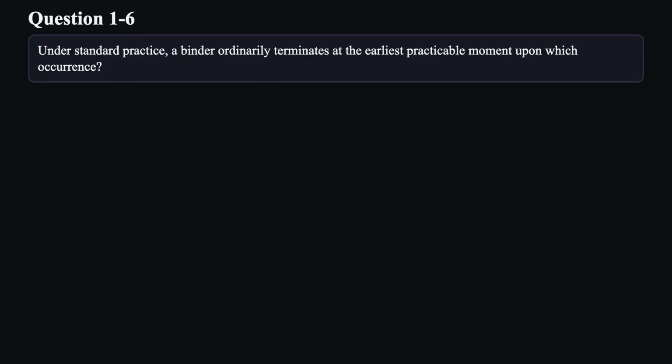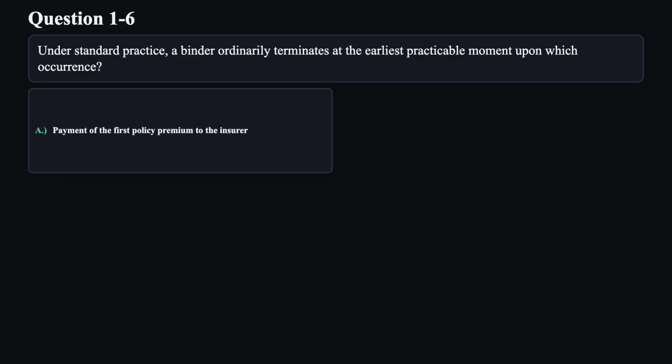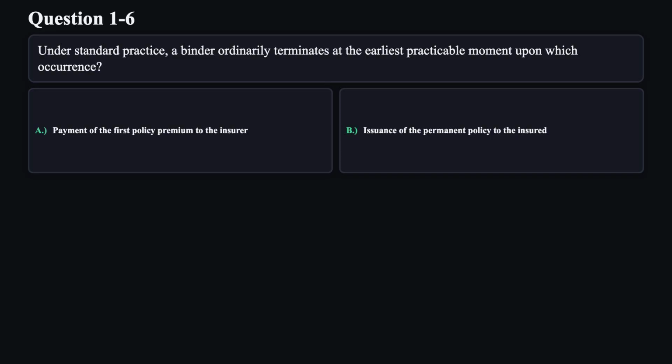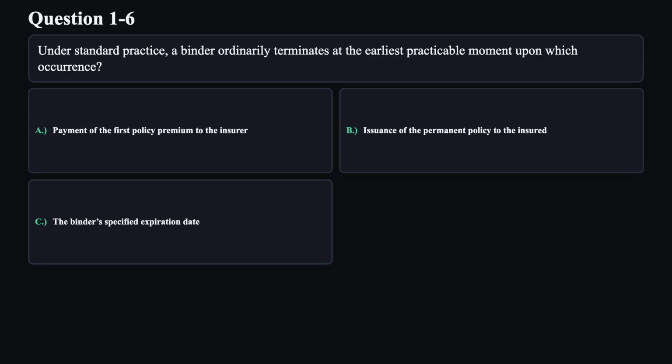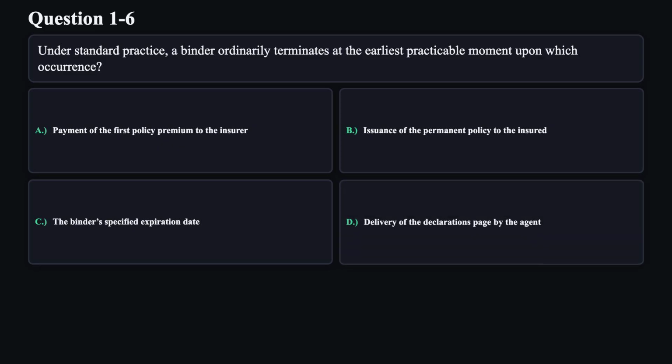Question 6. Under standard practice, a binder ordinarily terminates at the earliest practicable moment upon which occurrence? A. Payment of the first policy premium to the insurer. B. Issuance of the permanent policy to the insured. C. The binder's specified expiration date. D. Delivery of the declarations page by the agent.